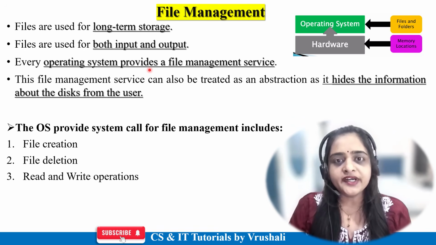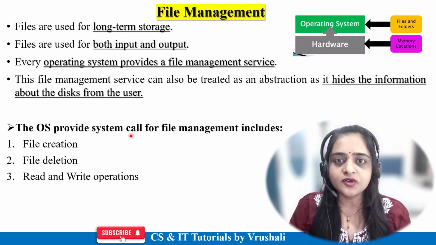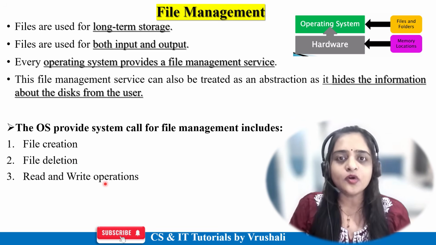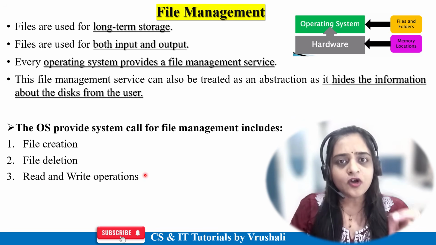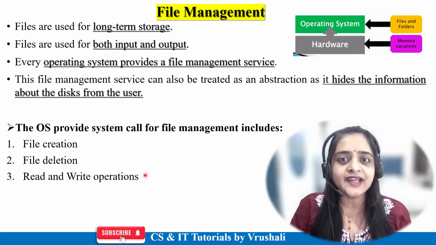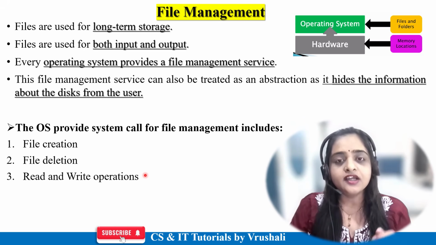Now, the operating system uses different types of system calls. They provide file creation, file deletion, read and write operations on files. See, on some files you can't perform the write operation or update operation because of authorization, right? You only have the authority to view that file.